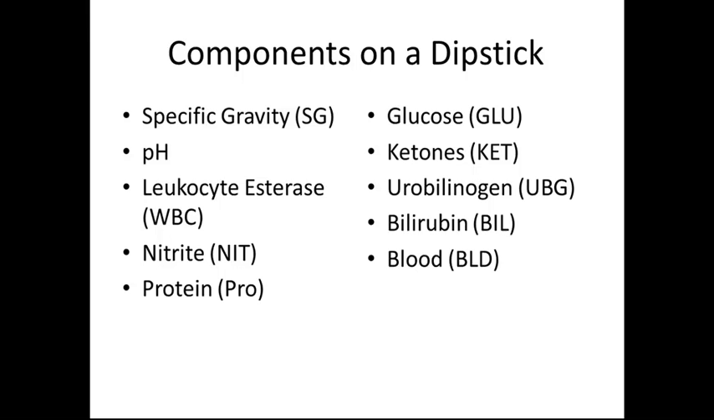So it's important that if we're doing a culture and sensitivity for infection, we get that first morning specimen, because nitrites would then be present. Protein, we also test for glucose for diabetics, ketones, urobilinogen, bilirubin, and then also blood.